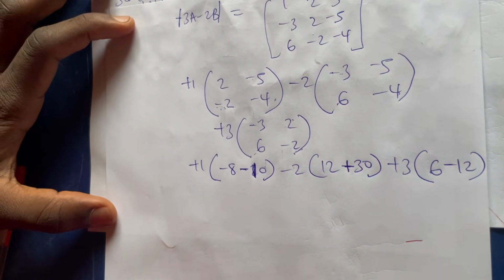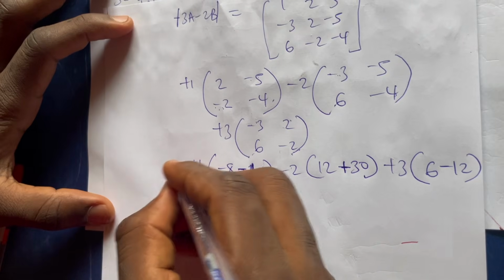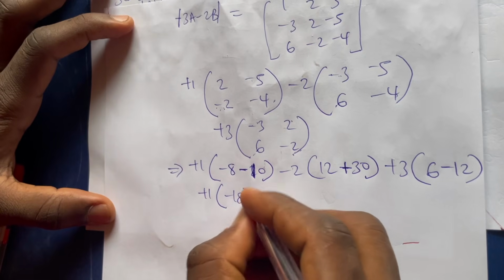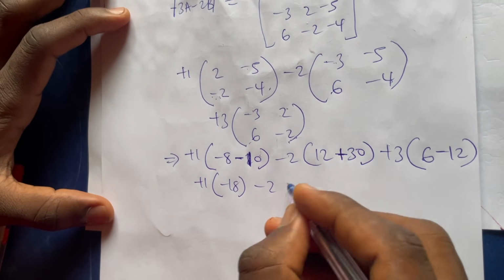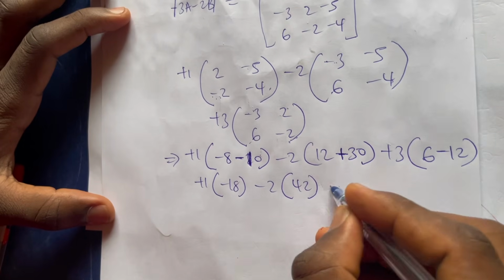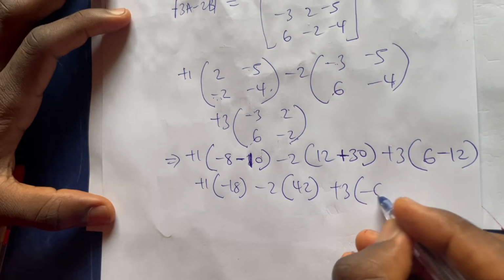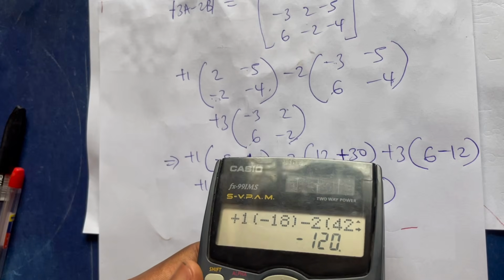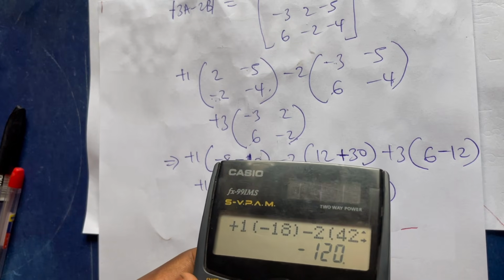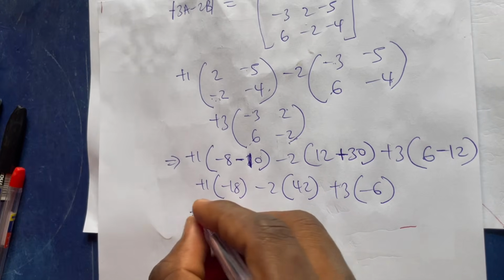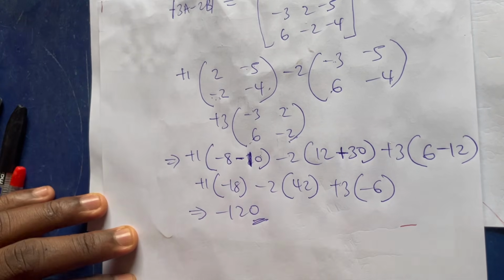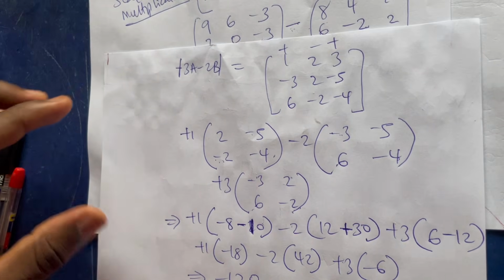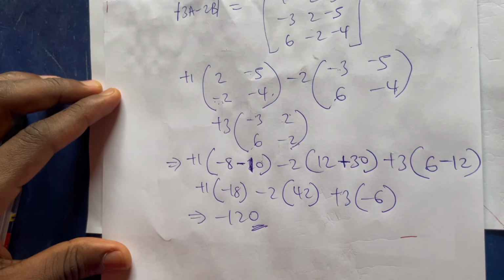So after having this, now let's do this arithmetic together. Then that will give us plus 1. This is minus 18. Then this is a minus 2. This is 42. And this is plus 3. This is minus 6. So if we press all this together, this is what? Minus 120 as well. So the final answer here is minus 120 as well. So you can use this cofactor method or you use Sarrus' method. You can see they still gave us the same answer.